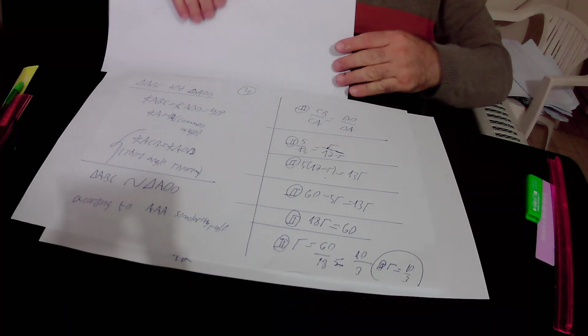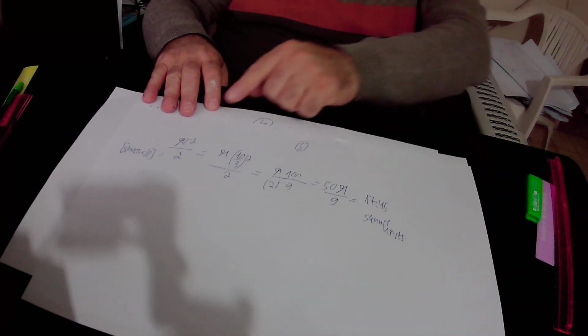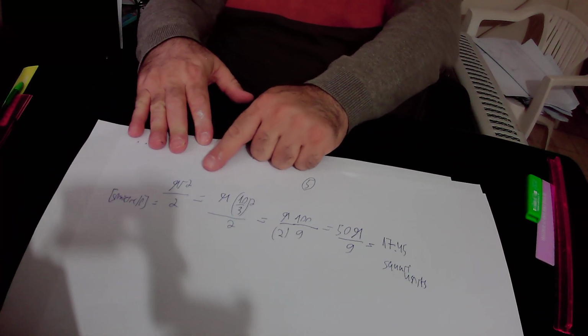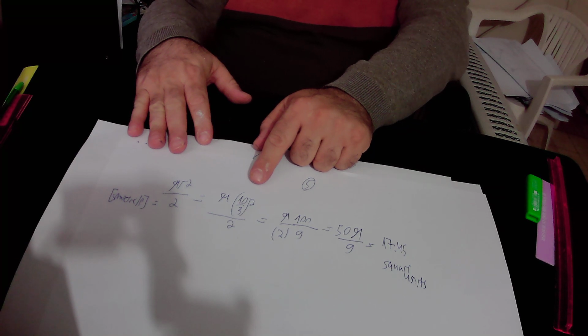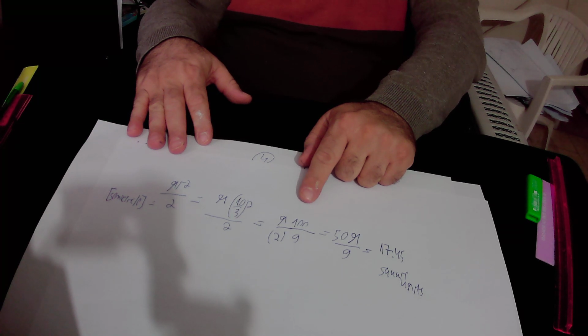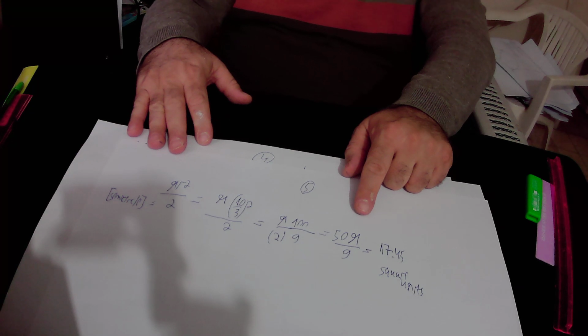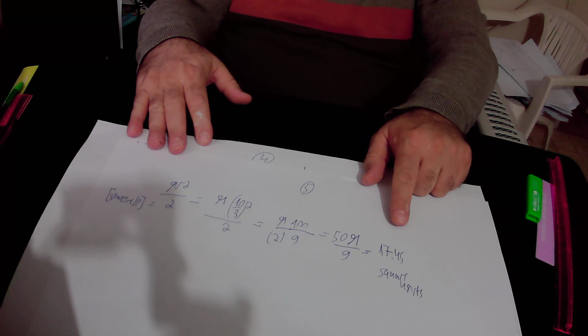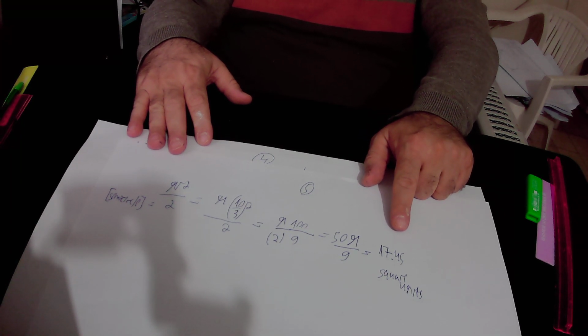Therefore, the area of the semicircle will be equal to pi r squared over 2. Pi times r, which is 10 over 3, squared, over 2. 10 over 3 squared is 100 over 9. So the area of the semicircle equals 100 times pi over 2 times 9. 100 over 2 is 50. So the area of the semicircle equals 50 pi over 9 square units, or in numbers, approximately 17.45 square units.